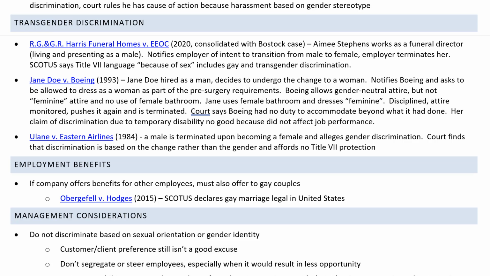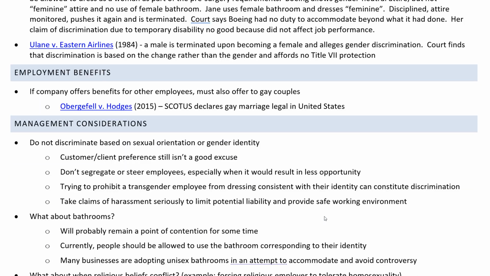Under employment benefits, this was a controversy for a long time because if a person was gay and married, there were a lot of states where their spouse was not eligible for employment benefits like healthcare coverage and stuff like that. In the Obergefell versus Hodges case in 2015, the Supreme Court declared that gay marriage was legal in the United States. So every state pretty much has to recognize it now.